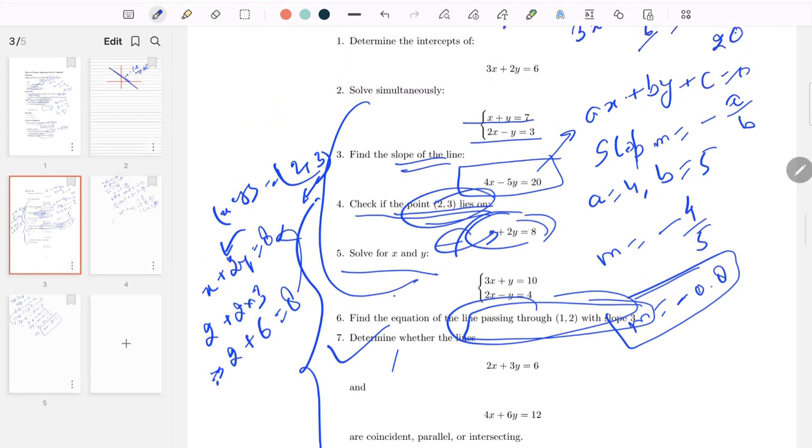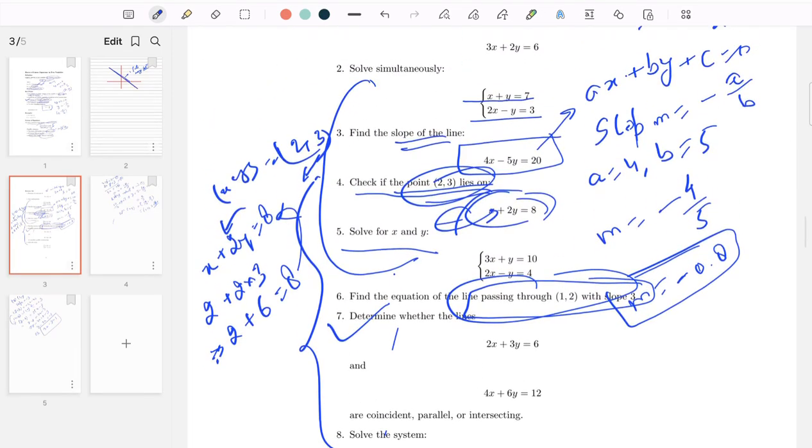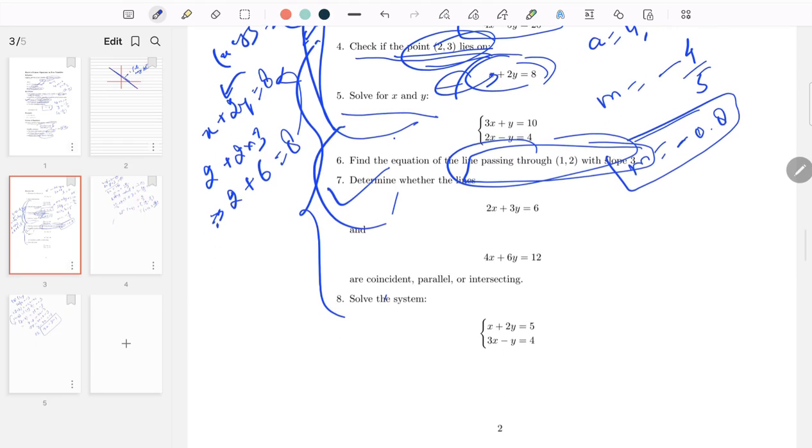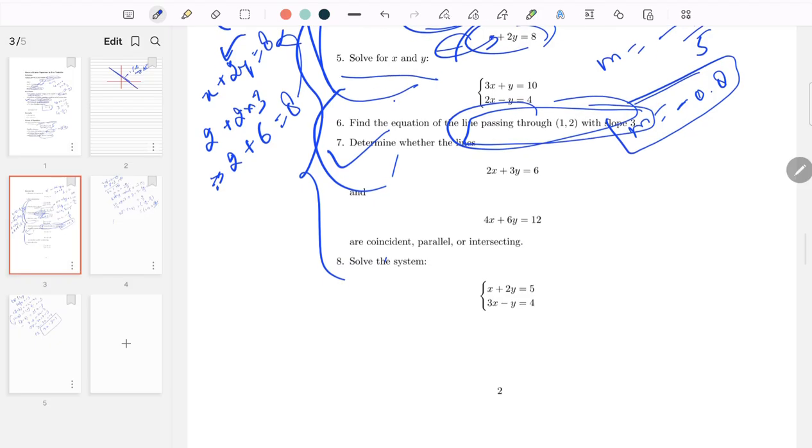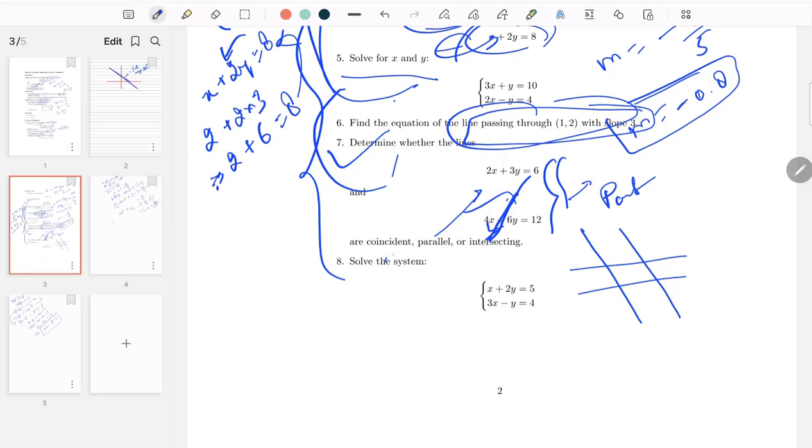Next, we can solve question number 7 as 5. I told you questions 2, 5 and 7 can be solved by the same method. If we solve it and get a single point, a single solution, then the lines are intersecting. If they are parallel, then they look like this. If we draw coincident lines, then the line will become the same.